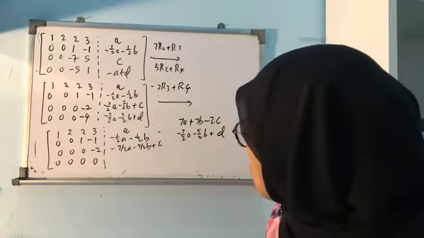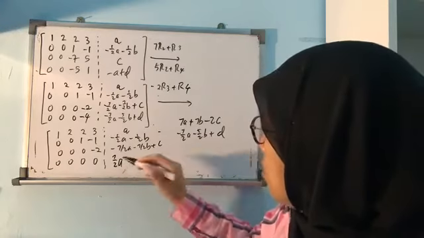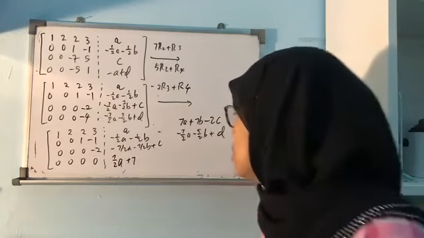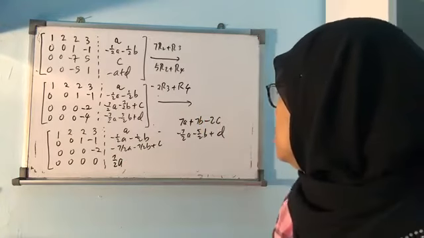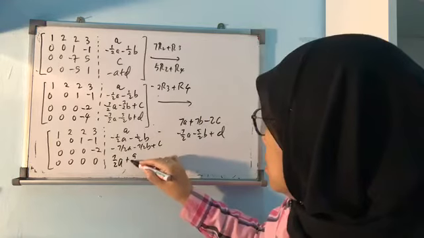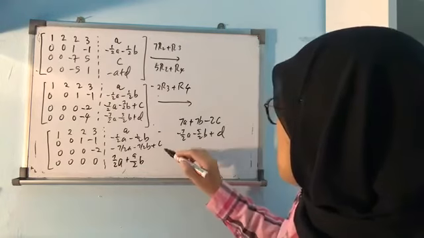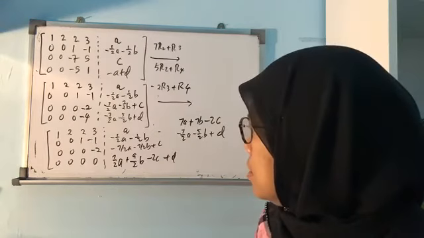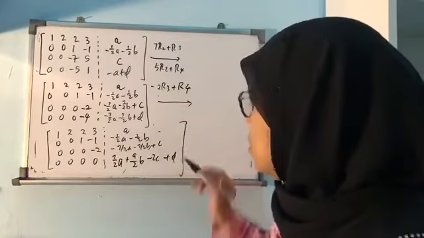Add this, 7 over 2a plus 7, oops. This one is 14 plus 9 over 2b minus 2c plus d. Okay, so dah dapat.